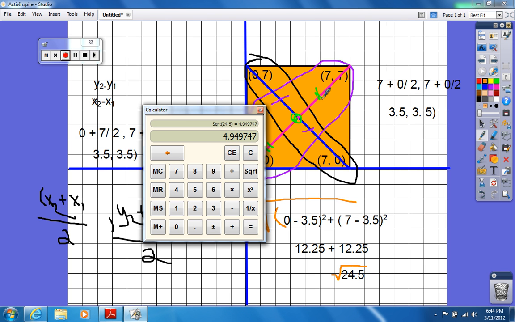And then to continue, you would do the same for this part of the line and this part of the line, and you would notice all of them end up being 4.9, or the square root of 24.5. I'm hoping that all this makes sense, and if you still have questions, just call back or email.